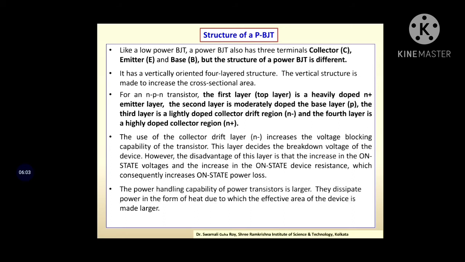The power handling capability of power transistors is much larger. As I've already told you, the current carrying capability of a power transistor is much larger. So the power handling capability of the power transistor is larger. They dissipate power in the form of heat, due to which the effective area of the power transistor is made larger. Now let us see the structure.